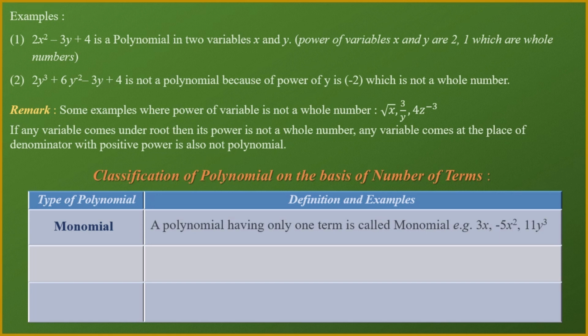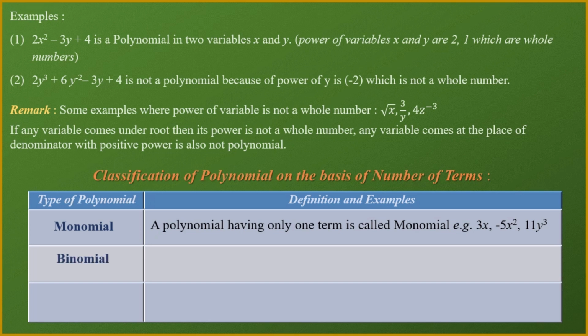Okay, so observe the example. A polynomial having only one term is called a monomial, and it has only one term like 3x, or minus 5x square, or 11y cube. These are all one term only, so it is called a monomial.